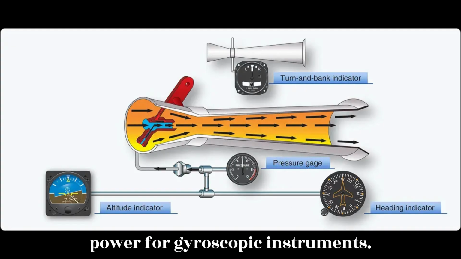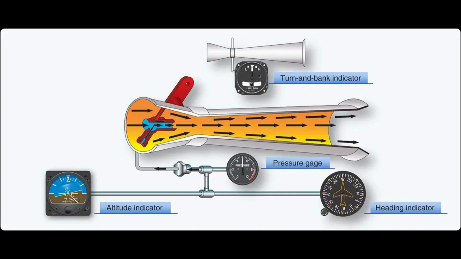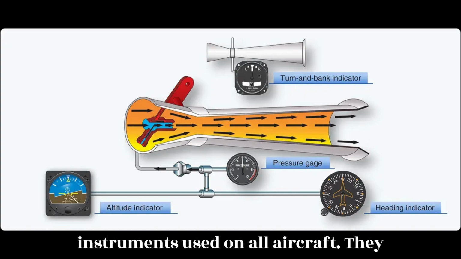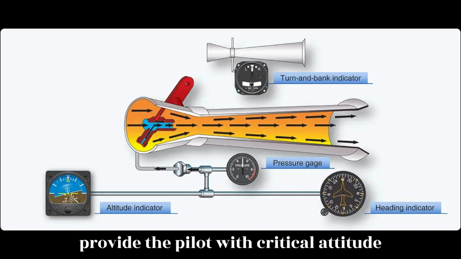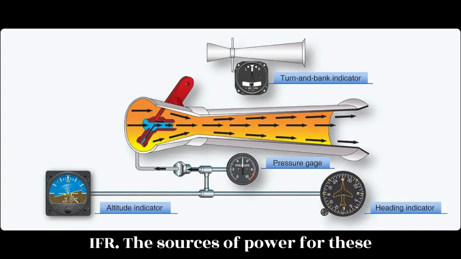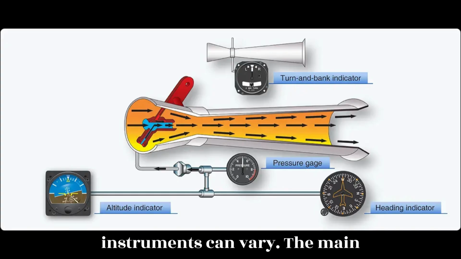Sources of power for gyroscopic instruments. Gyroscopic instruments are essential instruments used on all aircraft. They provide the pilot with critical attitude and directional information and are particularly important while flying under IFR. The sources of power for these instruments can vary.